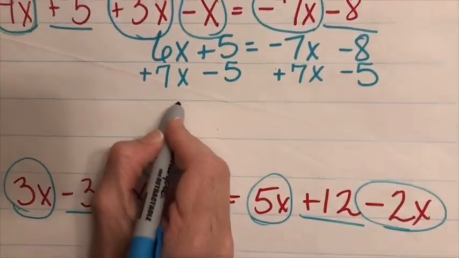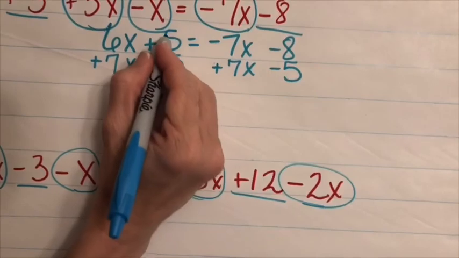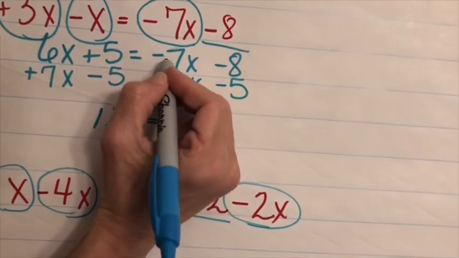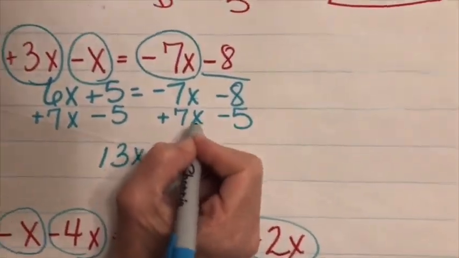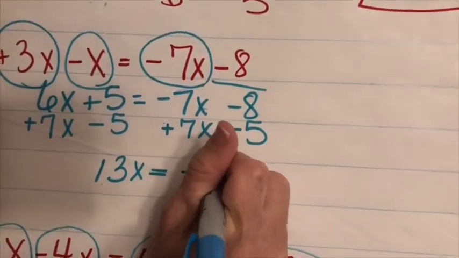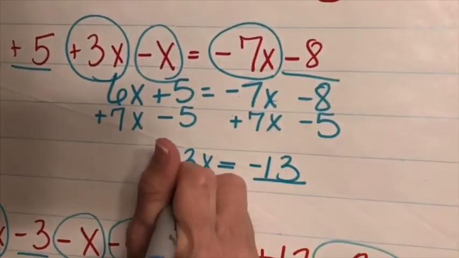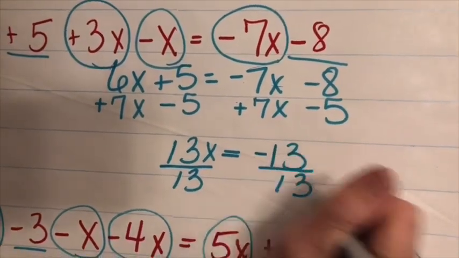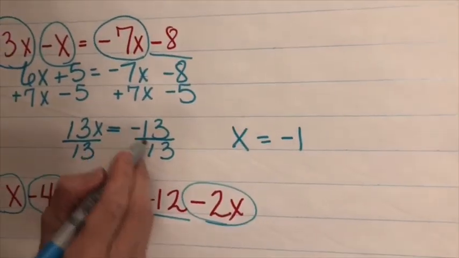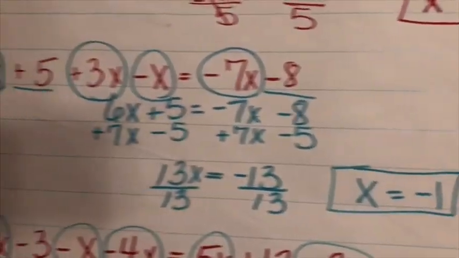So when I add my x's, I get 13x. Okay, 5 minus 5 is 0, so nothing there. Equals, this goes to 0 because it's a negative 7x plus a positive 7x. So 13x equals negative 13. Negative 8 plus negative 5 is negative 13. If I divide both sides by 13, I find that x equals negative 1. Negative 13 divided by 13 is negative 1. And once again, you can check that by substitution.